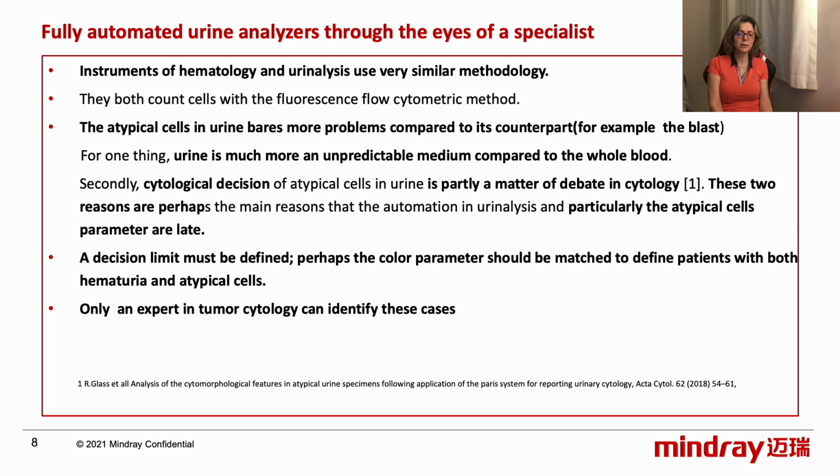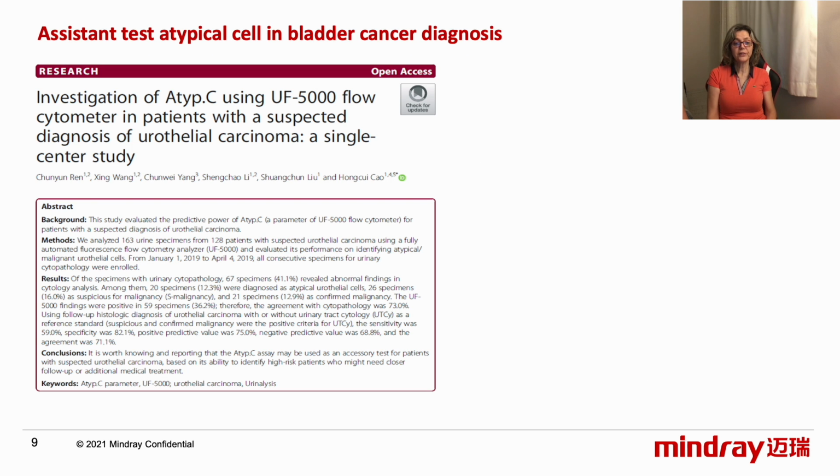A decision limit must be defined. Perhaps the color parameter should be matched to define patients with both hematuria and atypical cells. Only an expert in tumor cytology can identify these cases. Ren et al. suggested that the atypical cell assay may be used as an accessory test for patients with suspected urothelial carcinoma.